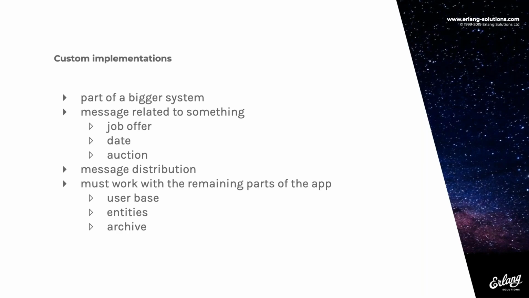What about custom implementation? This is our daily bread at Erlang Solutions. Custom implementation differs from general purpose chat in that it is attached to some other functionality, some other service, which does something, and we want to enable instant communication in relation to what the application is doing. It can be a dating application, it can be job search, it can be an auction like eBay, Allegro, or whatever there is. So the message is not just a message, it is related to something. Like, for example, an auction. Let's stick to this example.